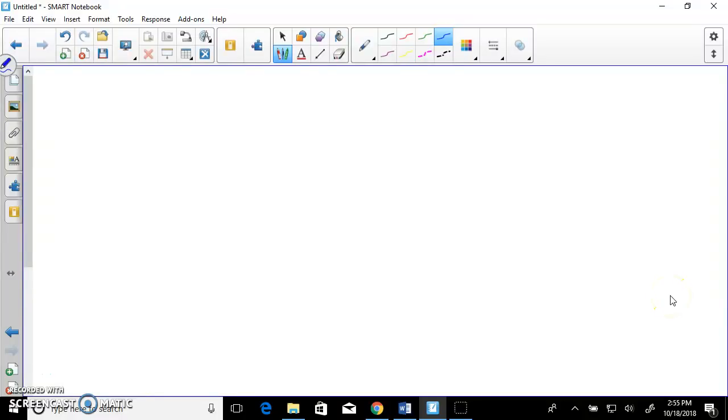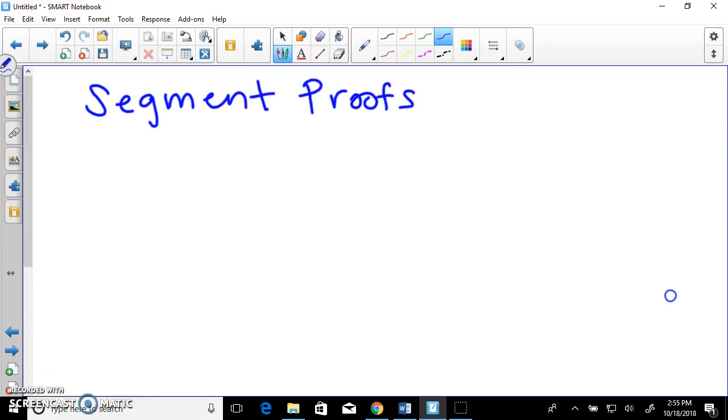Our homework tonight is helping us get into segment proofs. So these are going to be proofs that involve line segments. They might involve pictures of line segments or explanations of them, but it's going to have to do a lot with properties of segments. We're also going to rely a lot on the properties of equality.